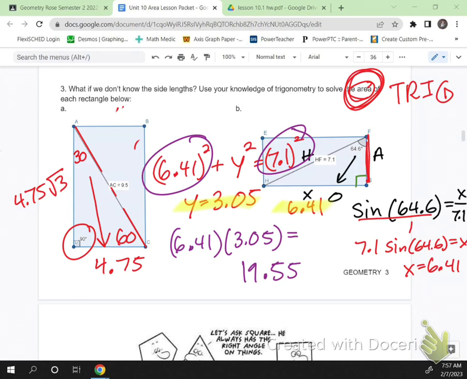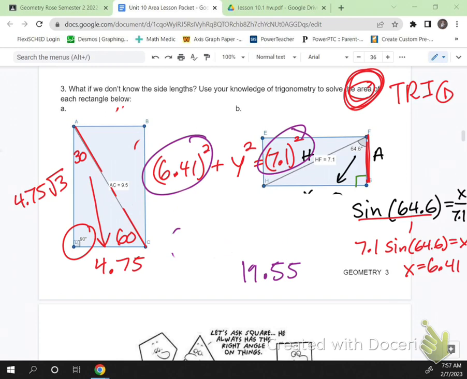Let's walk through it. All right, to solve Pythag theorem, we're going to square each number first.